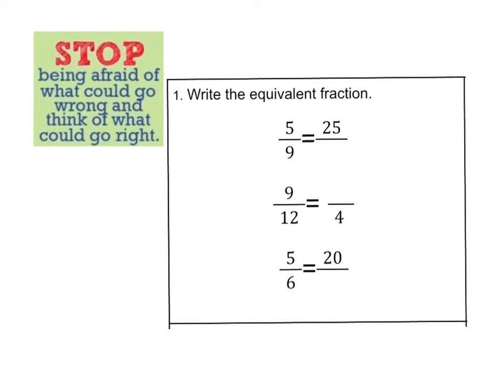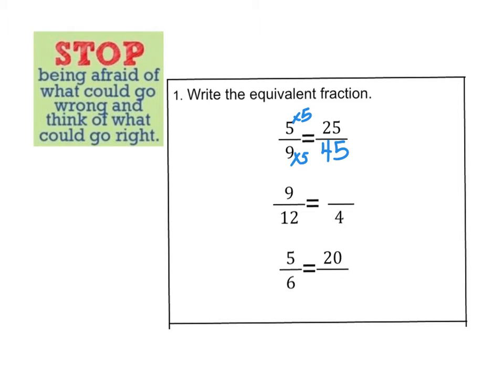Question 1, write the equivalent fraction. 5/9 is equal to 25 what? So we can think about how did we go from 5 to 25? We multiplied by 5, so we multiply 9 by 5 to get that missing denominator. So 5/9 is equal to 25/45.